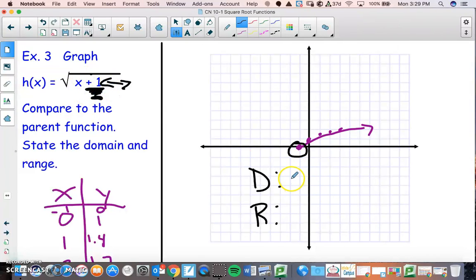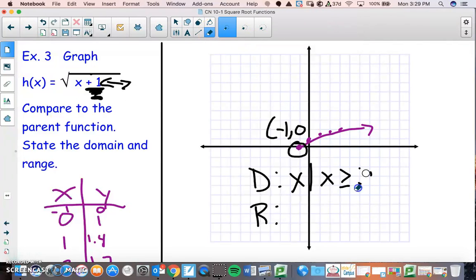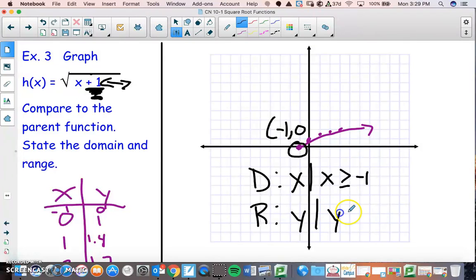So then my domain is my x values, and my x values are going to be the ones where x is greater than or equal to negative 1, because that was the point here. We have a negative 1 comma 0. So my x values are from negative 1 going on in that direction. And then my y values are going to be where y is greater than or equal to 0, because it's getting higher and higher and higher on my graph.